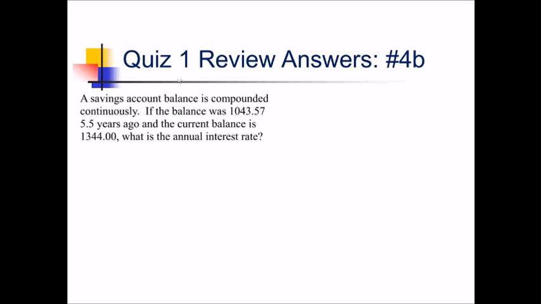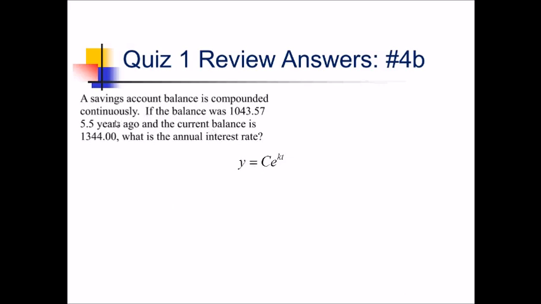For this problem, we have a savings account compounded continuously. The balance was this amount 5.5 years ago. Current balance is this. We want the annual interest rate. So we have growth because this is continuous compounding on a bank account. So we're going to use y equals c times e to the kt. And we're looking for the k value if we want the annual interest rate, which means we need to know all the other values.